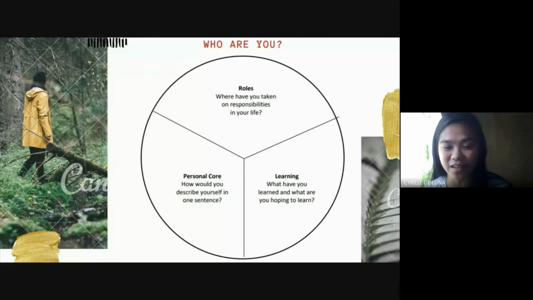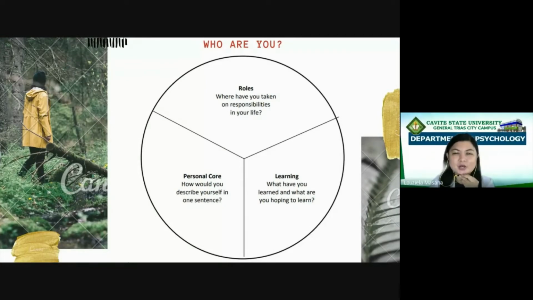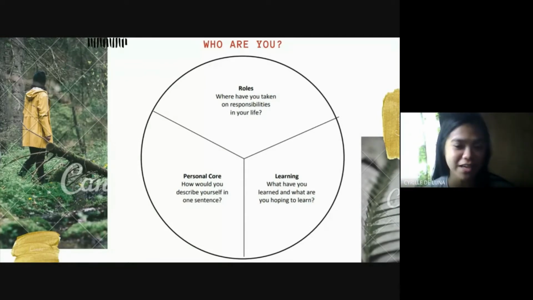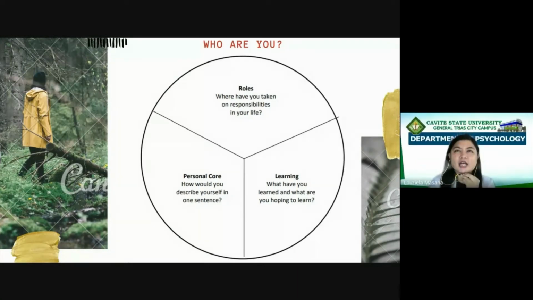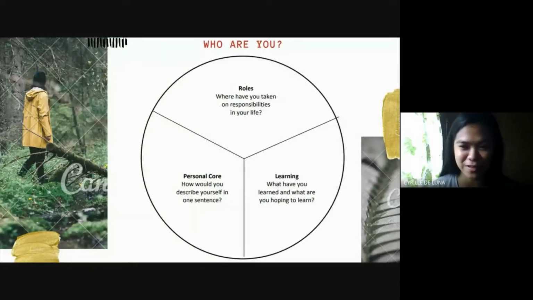Saan po ba? Ang personal core po? I am the shadow, ma'am. You're the shadow. Shadow, bakit naman? Can we know why you consider yourself as a shadow? Ayoko po kasi ng attention. Hindi po ako yung nagtitipag-agawan sa attention ng iba para po makilala ko.